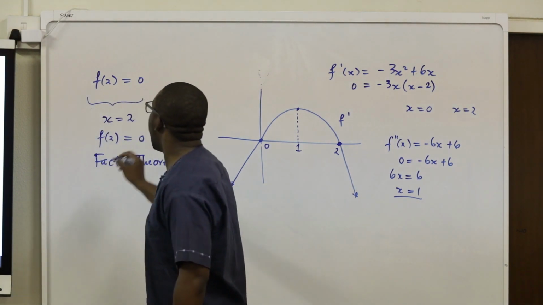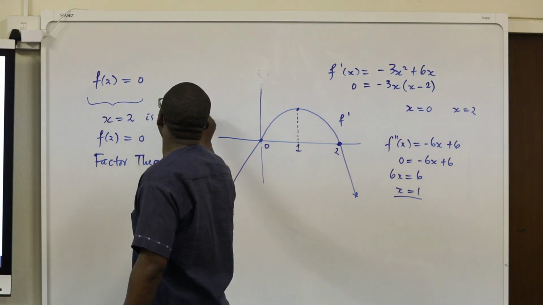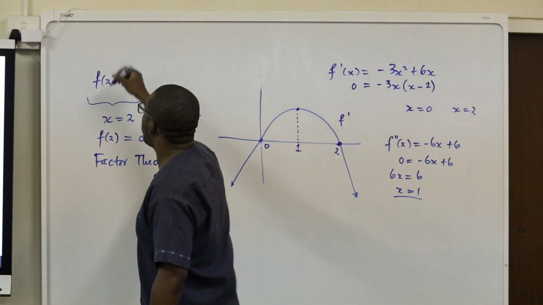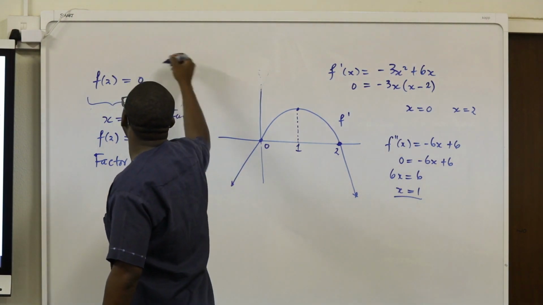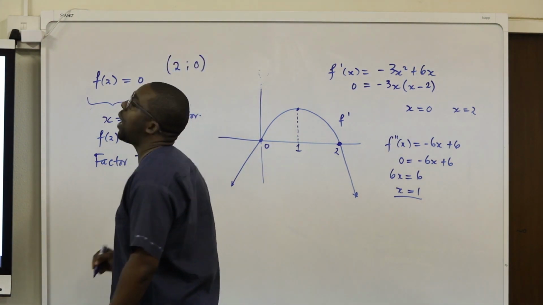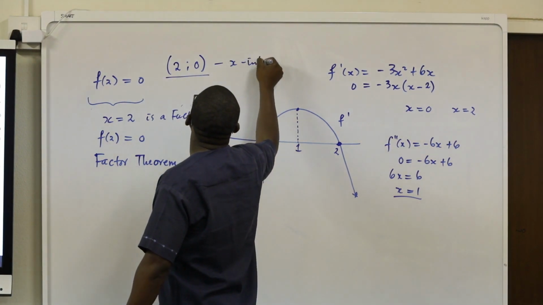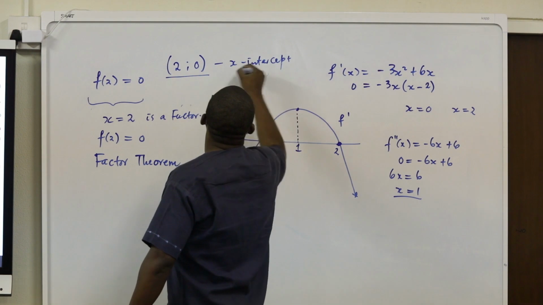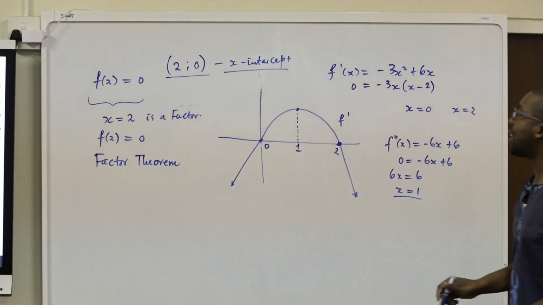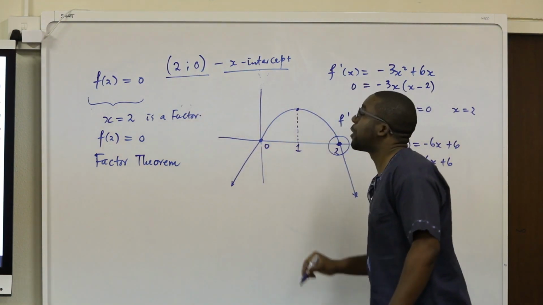So that means x is equal to 2 is a factor. That is the first aspect. But if x is equal to 2, that means we have a point where there is 2 for x and 0 for y. This point is otherwise known as an X-intercept. Ironically, we have already seen this point before. We have seen it as a stationary point.